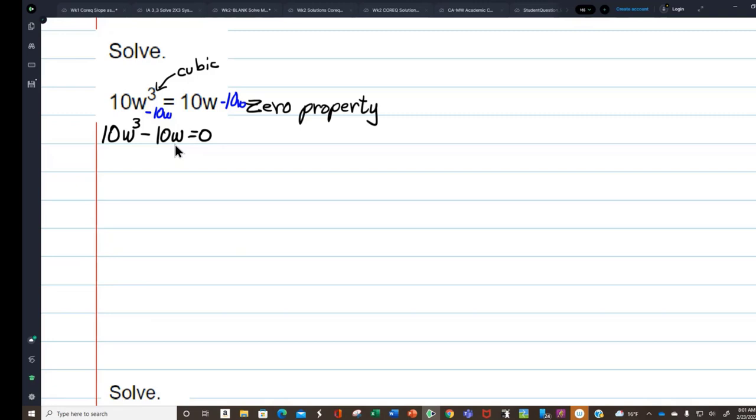Now, notice we have common factors. I'm going to break this apart. Notice there's a 10 and a 10. So we have 10 W times W times W minus 10 W equals zero. So each of these terms has a 10, and each of these terms has a W. So 10W is my GCF, my greatest common factor.